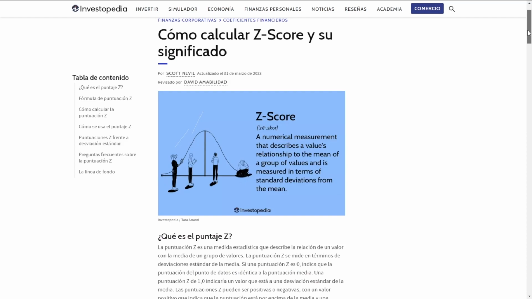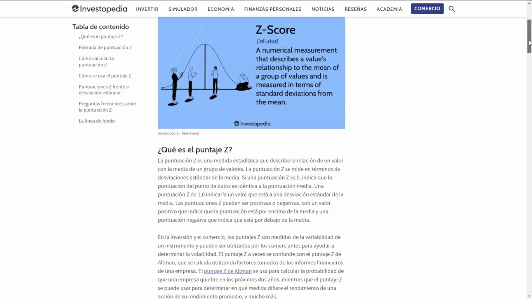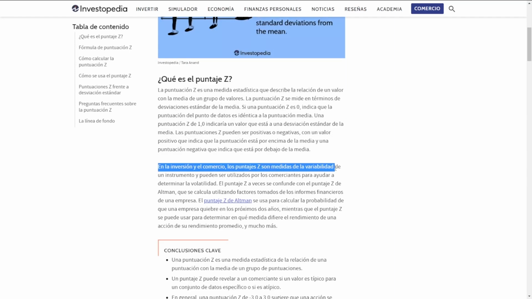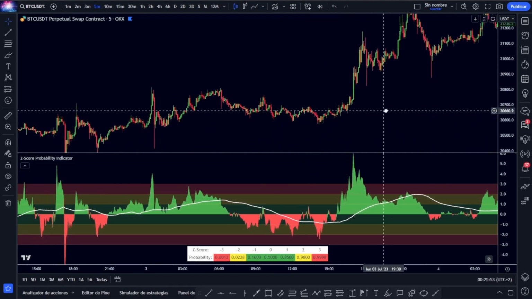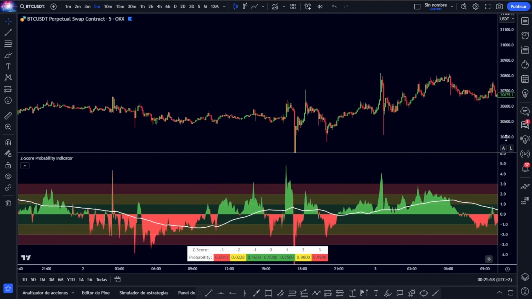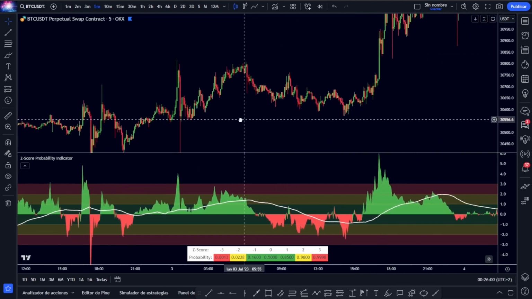And that is because the Z-score is a fairly famous statistical measure that is used for many things. Its basic definition would be that the Z-score is a statistical measure that describes the relationship of a value with the average of a group of values. In investment and trading, Z-scores are measures of the variability of an instrument and can be used by traders to help determine that volatility. And of course that means that this indicator that we will teach you to use in today's video is not just any indicator, but has a dense mathematical basis.